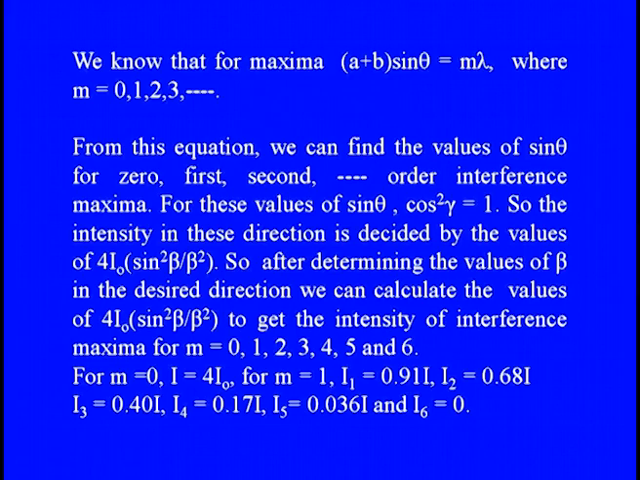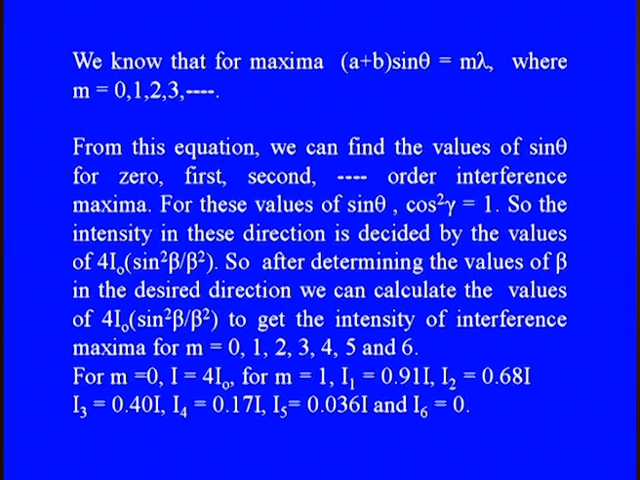And we know that for maxima, (A plus B) sin theta equals m lambda, where m is equal to 0, 1, 2, 3, and so on. From this equation, we can find the values of sin theta for the zeroth, first, second, third, and so on, order interference maxima. For these values of sin theta, cos square gamma will be 1.